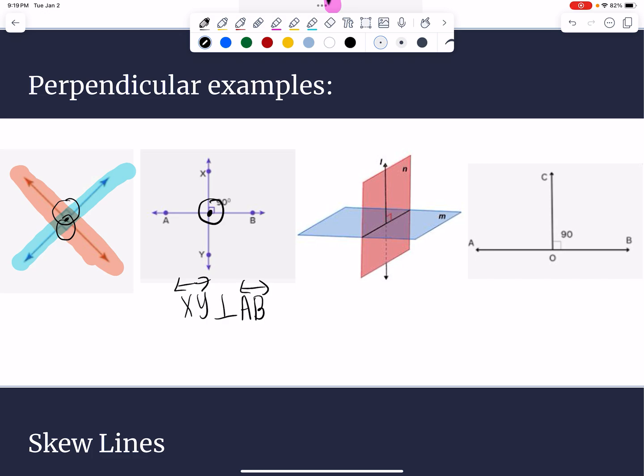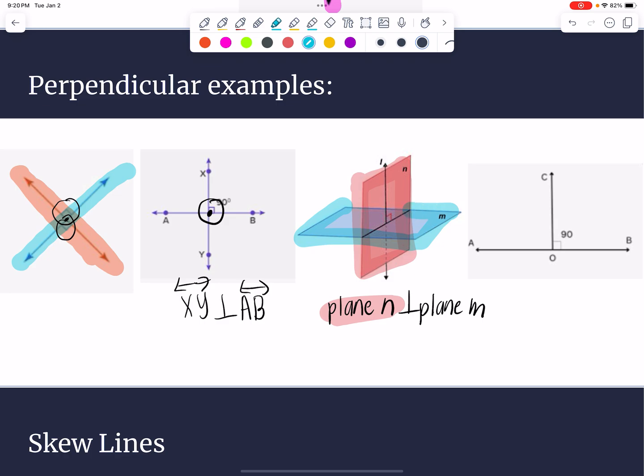All right, these planes are going to be perpendicular to each other as well. Plane N is going to be perpendicular to plane M. How do we know that? Well, we know that because plane N is this plane right here. It's that rectangle that is crossing that other plane, this blue one right here, and it's crossing at a 90-degree angle. What am I looking for? I look for that box right there to show that those are perpendicular where they cross.